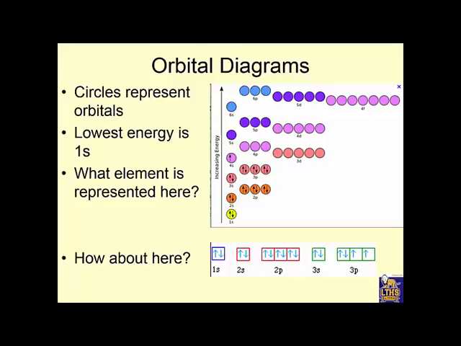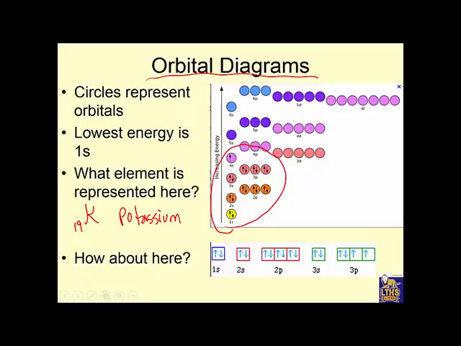Okay. So in an orbital diagram, circles or squares represent the orbitals, and electrons are represented with arrows. So the lowest energy orbital and level is the first energy level, and there's only one place to put electrons because it's so close to the nucleus. It's called the 1s orbital. So this represents an element, and each of these represent electrons. And since there's 2, 4, 6, 8, 10, 12, 14, 16, 18, 19 electrons, this element is potassium, because potassium has 19 protons, which means it's going to have 19 electrons. This is a potassium.